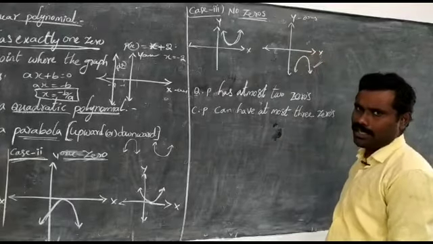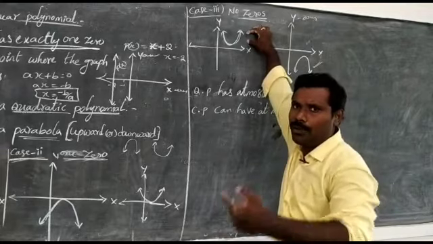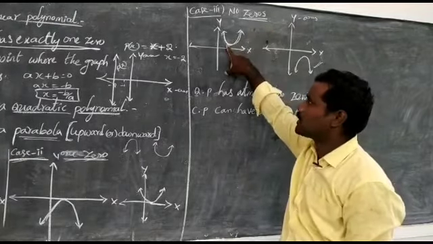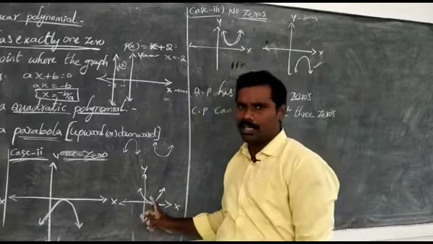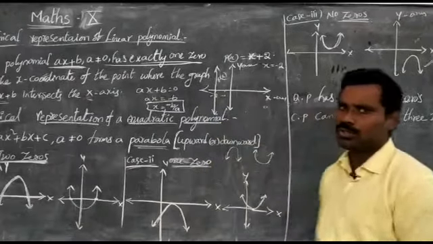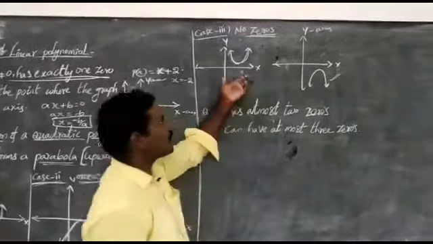That means the number of points where the given graph touches the x-axis, that many zeros we have. For example, here it doesn't touch the x-axis, that means no zero. Here one time it touches, so it is 1 zero. In this case it touches 2 times, 2 zeros. If it touches 3 times, 3 zeros. This is about the quadratic polynomial.